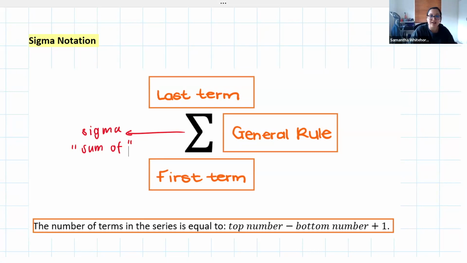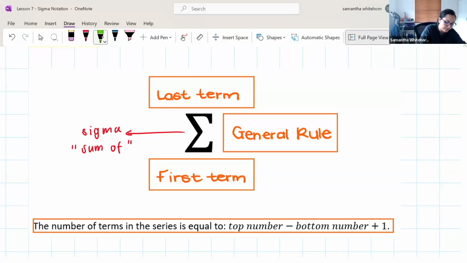It's basically like a sideways M. You'll see when I draw it a bit later, that's kind of how I draw it. Your sigma doesn't have to be perfect. A sideways M is perfectly fine when you are needing to write sigma. So that's the first part, sum of. And then there's three other bits of information that we need to know.